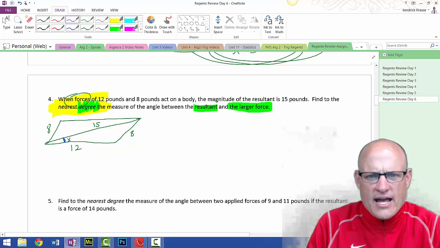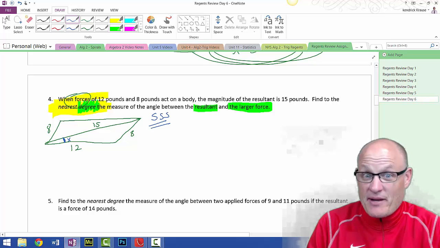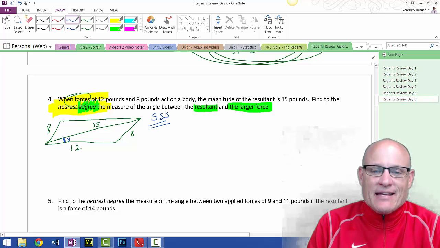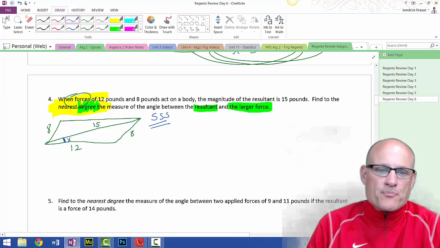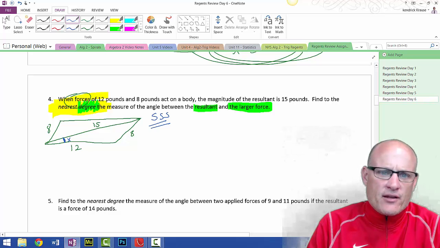Oh yeah, I have side, side, side. See, I made you think for a second. You thought I didn't know what I was talking about, but I do. We have side, side, side. And anytime I want to find an angle and I have side, side, side, we're going to use the law of cosines. We'll call that X, which means that this side is side X.